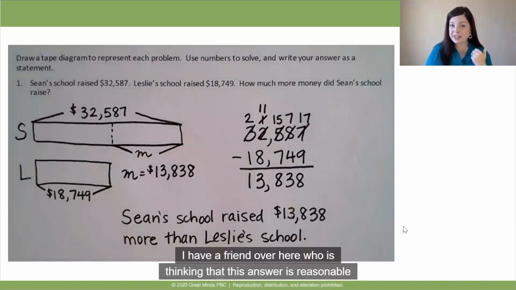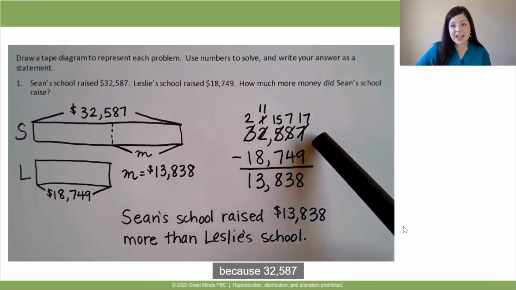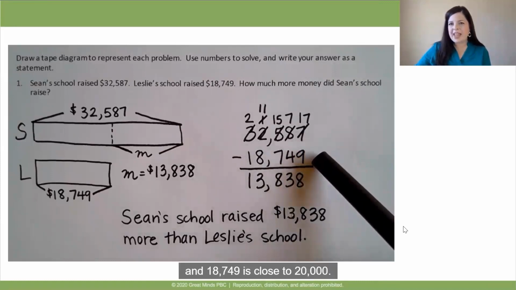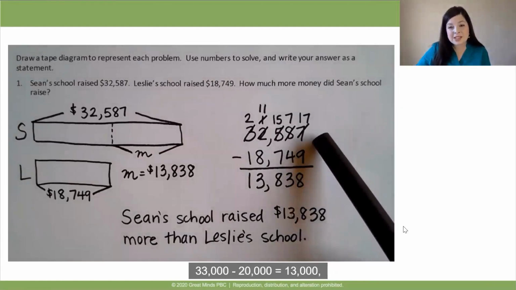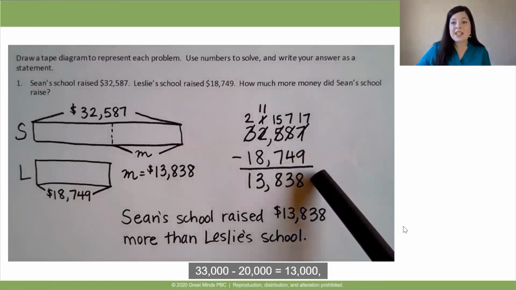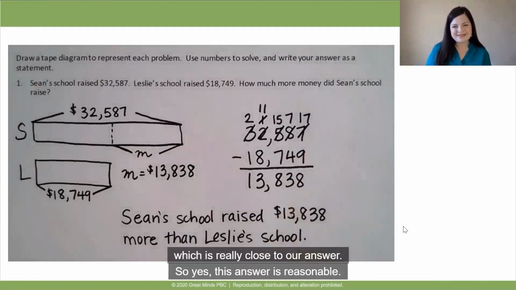I have a friend over here who is thinking that this answer is reasonable because 32,587 is about 33,000. And 18,749 is close to 20,000. 33,000 minus 20,000 equals 13,000, which is really close to our answer. So yes, this answer is reasonable.